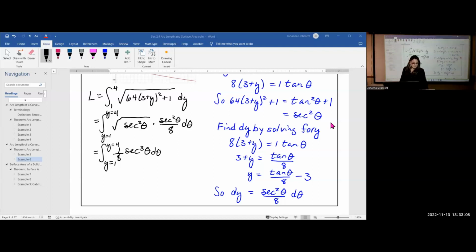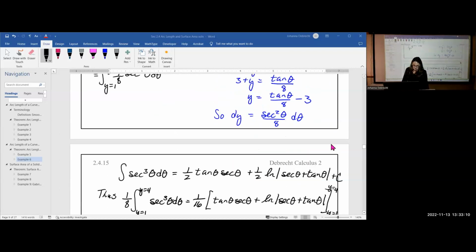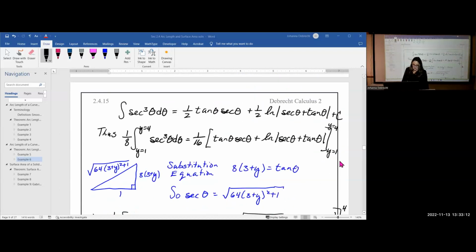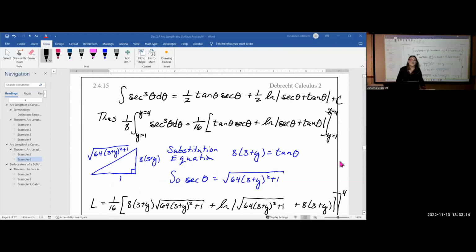Now, we've already done this one once today, and I said I wouldn't make you do it again. So I gave you the expression right there for how to integrate secant cubed. You get this up here. Now, ours is 1/8 of secant cubed, so we get a 1/8 times the 1/2, which gives 1/16. And then we want to evaluate from y equal 1 to y equal 4. We've got to get out of theta and back to y, so we go back to our substitution equation.